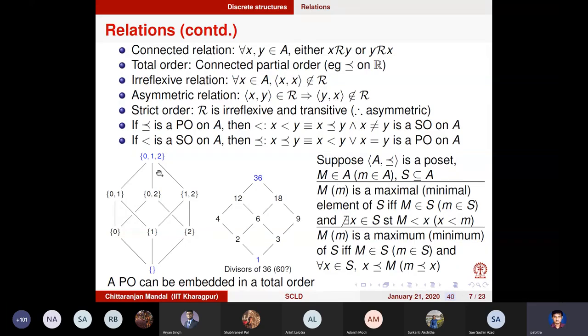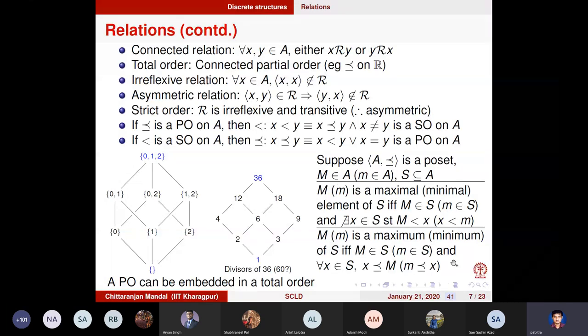There does not exist any x in the subset such that the maximal element is less than x. So there is no element above this, no element which is greater than this. Let me first talk about a strict order, then I'll talk about a partial order. Let's say this is a strict order.